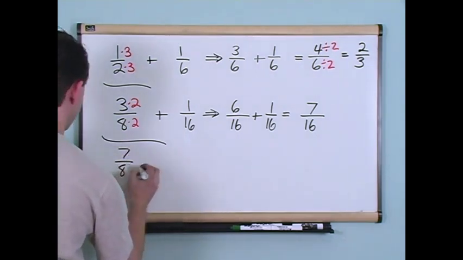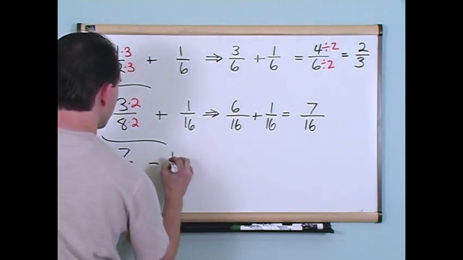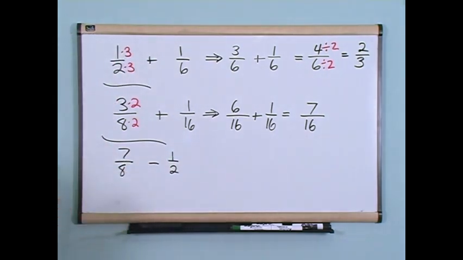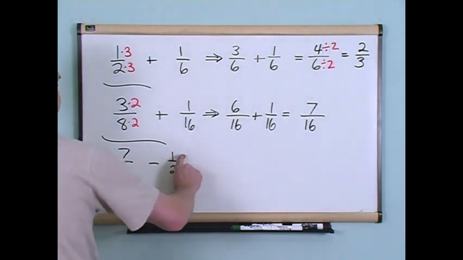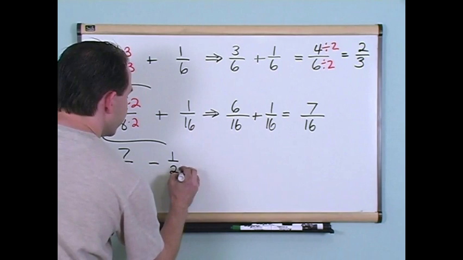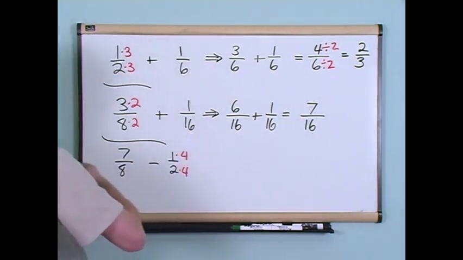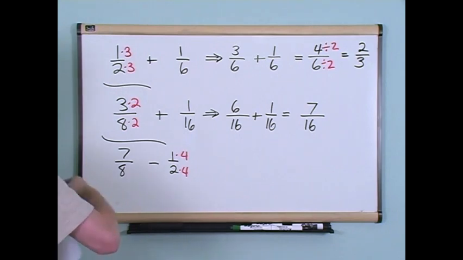7/8 plus, let's go ahead and do minus 1/2, just to give you a flavor for that. Now, what can I do to make these two fractions have the same bottom? Well, I know I can multiply this bottom number by 4, and that would give me 8. That's what I'm trying to match. So I have to do the same thing to the top and the bottom.